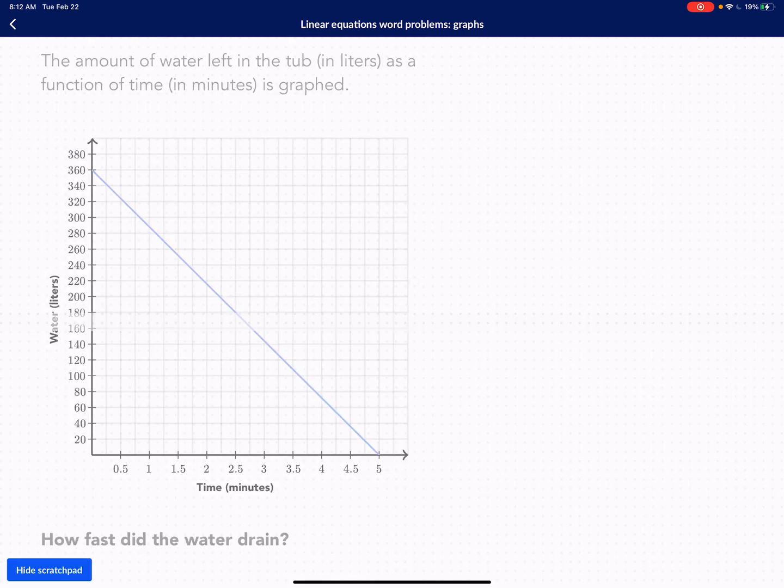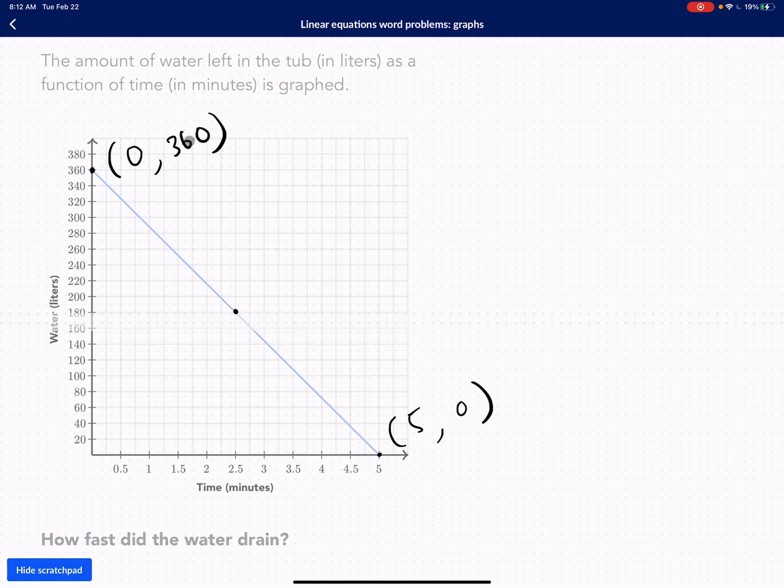So why don't we take a look? Remember, we want to choose 2 points that are on the corner of a box. I know that that point is in the corner of a box, and that point, and that point too. I don't really like to work with 2.5, decimals. You can if you want to, it doesn't really matter. But I got this point here and this point here, and they seem pretty satisfactory to me. So this one is 0 and 360. In 0 minutes, there are 360 liters. And then in 5 minutes, there are 0 liters.